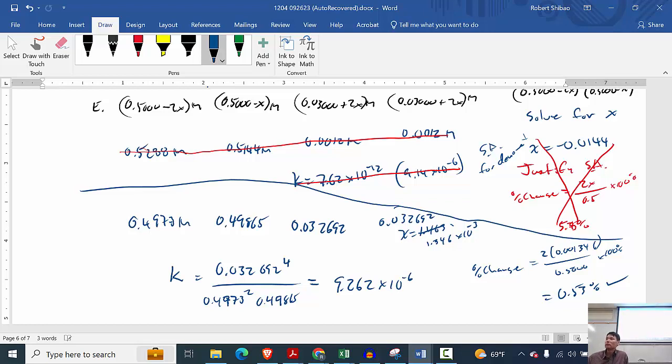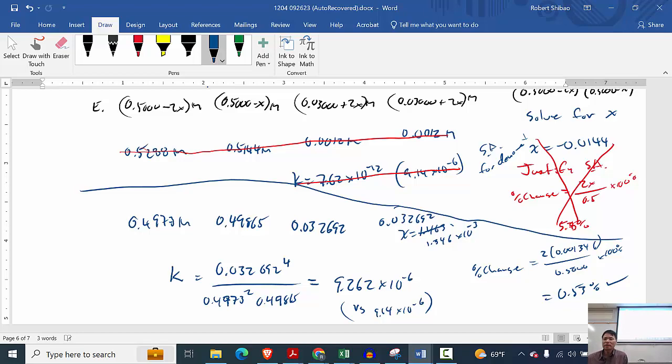This is pretty close versus 9.14 times 10 to the minus 6. So the percent error is not huge there. I mean, it's still kind of significant, but this is okay. I don't know what happened. Maybe the calculation is off.